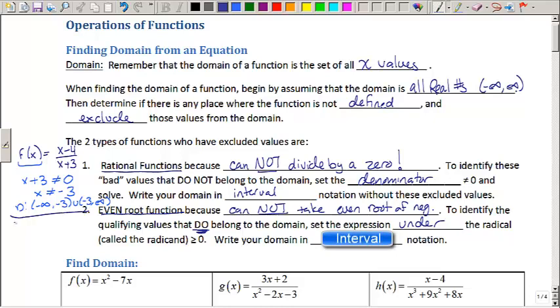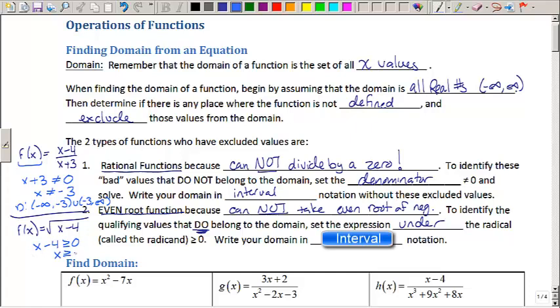Let me give you an example. f of x is equal to the square root, which is an even root, of x minus 4. I'm allowed to invite everybody to my domain party here. Everybody except, well, because I have an even root, I can't take this even root of a negative. So everybody except where my radicand is negative. So what values am I allowed to use? Well, I'm allowed to use all the values where x minus 4 turns out to be greater than or equal to 0. Those are all the people that I'm going to invite to my party. All the values that make the radicand greater than or equal to 0.